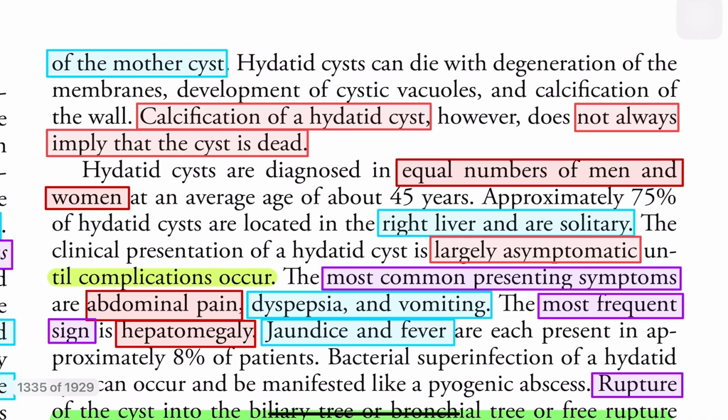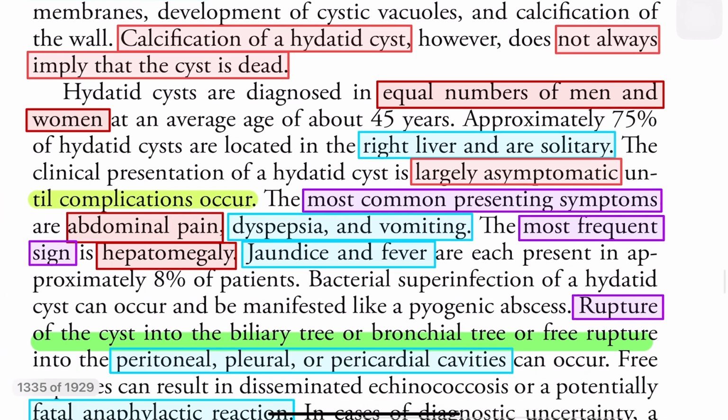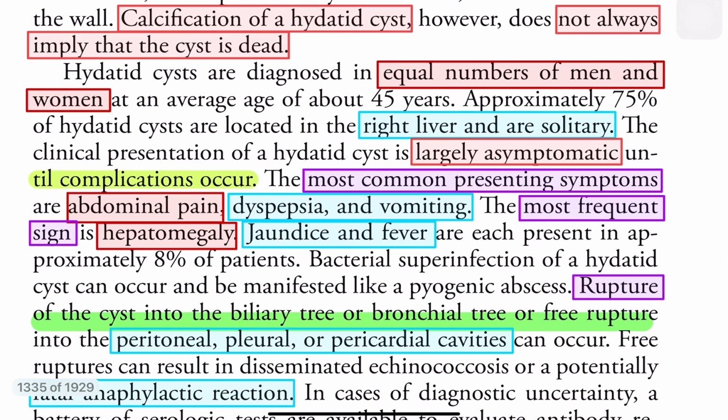Calcification of a hydatid cyst, however, does not always imply the cyst is dead. This can be a one liner. Hydatid cysts are diagnosed equally in men and women, so there is no sex predilection. They are mostly in the right side of the liver, and generally solitary, single.